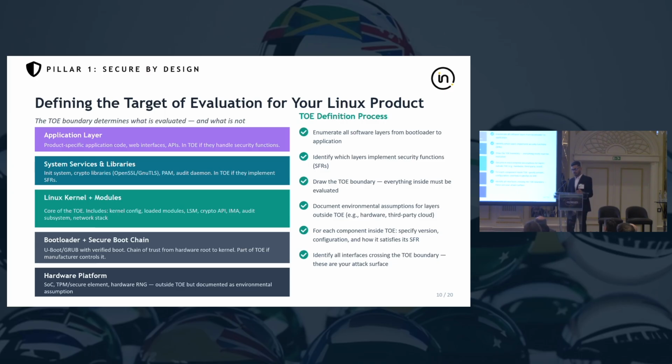Above that, you see the core, the Linux kernel and its modules. So these are always in the TOE. This will include your kernel configuration, your modules, your LSM, your crypto API, IMA, everything. Above that are your system and application layers, which may be included as a part of your ST if they are enforcing any of your SFRs.